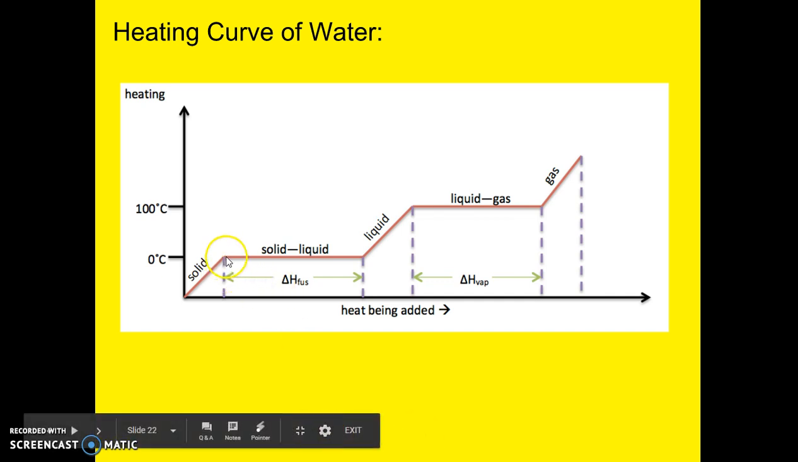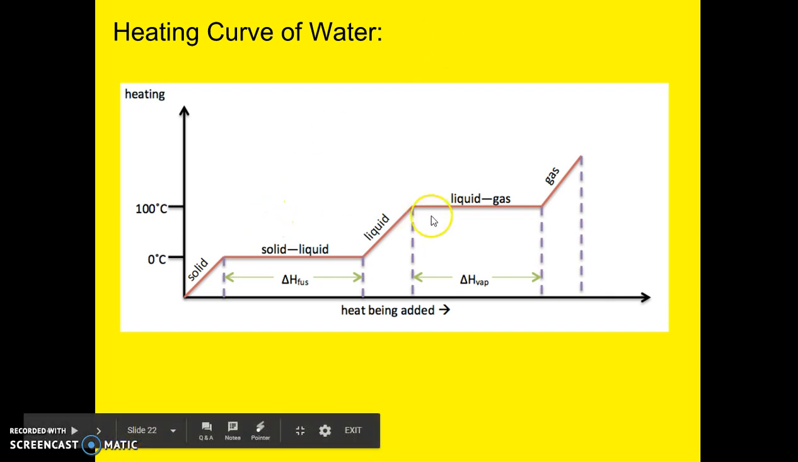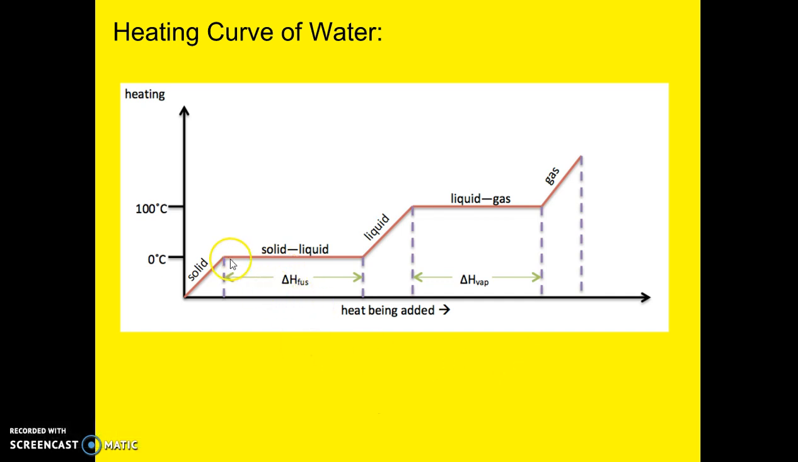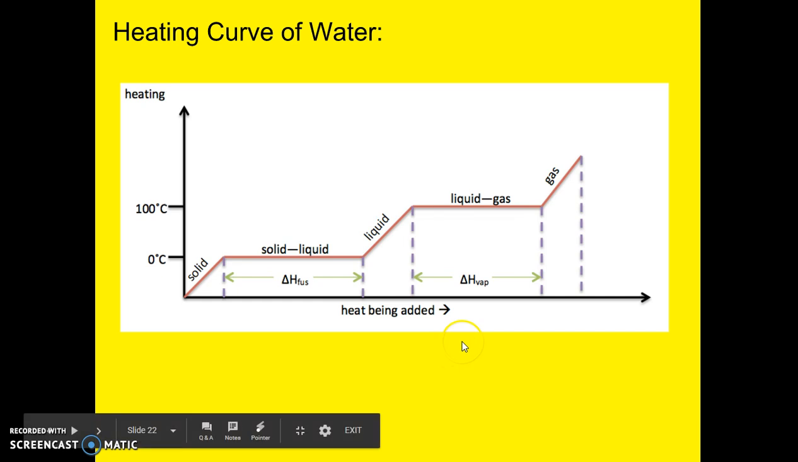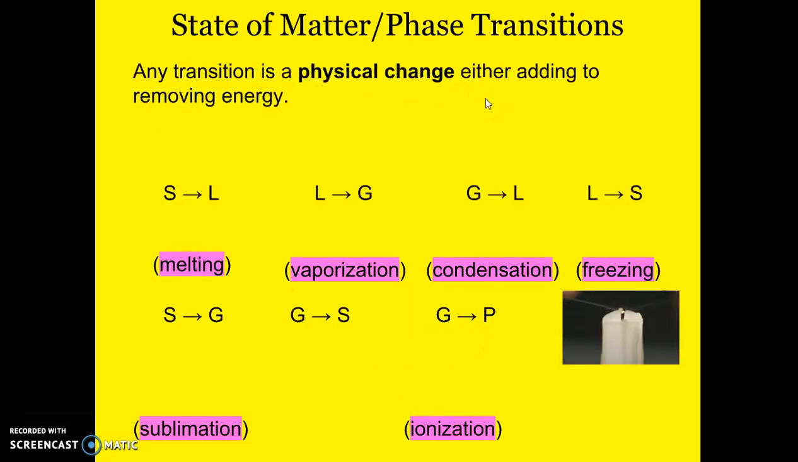So water, we know, changes at 0 degrees Celsius and 100 degrees Celsius, but every substance is going to have its own boiling point and its own freezing point, and that's what this would be. Here's the freezing point, and here would be the boiling point. The triangle just means change in, meaning you are adding more, so you're getting it to change. So any transition in physical change, either adding or removing energy. So any transition is going to be that physical change.